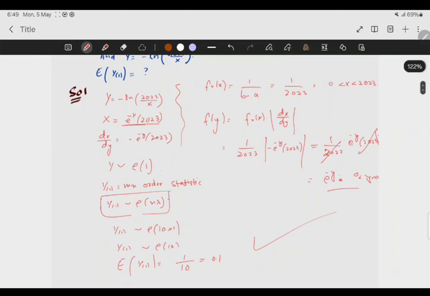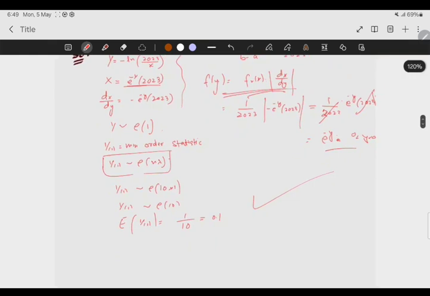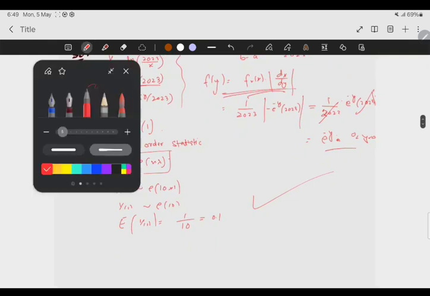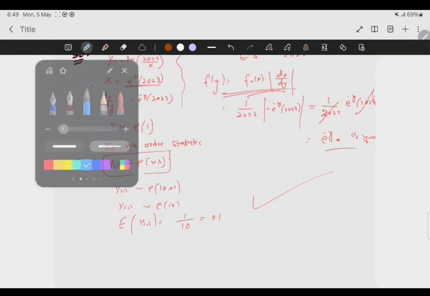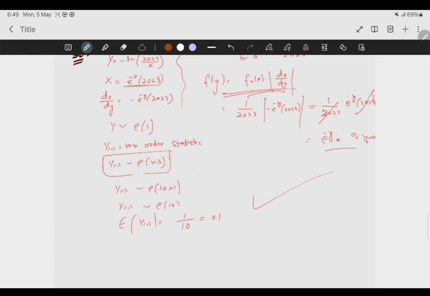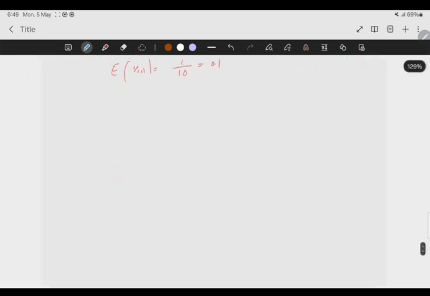This is a simple question, but you need to learn about univariate transformation, and you must know about this theorem. These two concepts are in this question, which are very important. Now see question number 2.